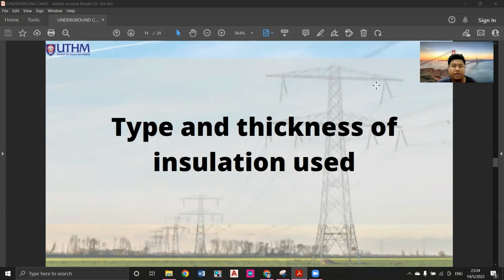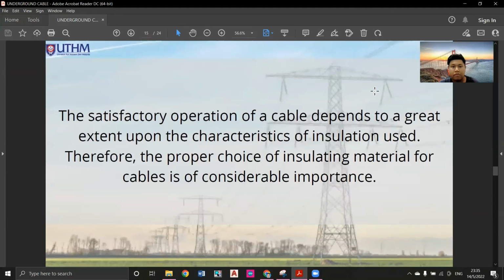My name is Muhammad Zulkarnain bin Murtaza. I will cover the type and thickness of insulation used. My part is the type of insulation used. Okay, the satisfactory operation of a cable depends to a great extent upon the characteristics of the insulation used.